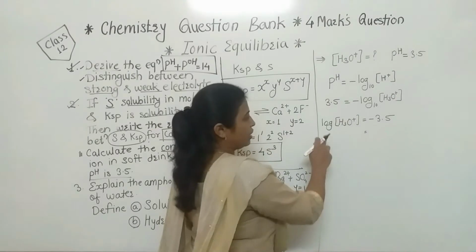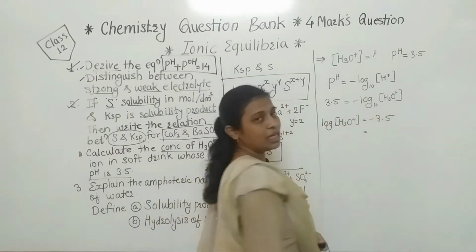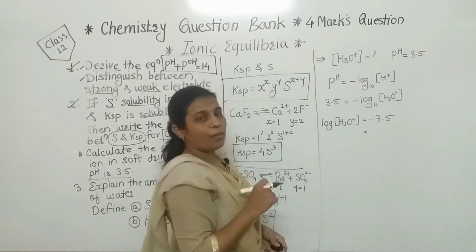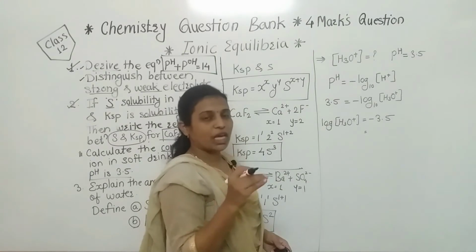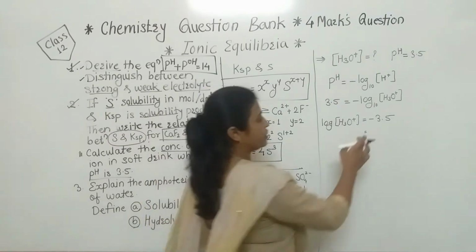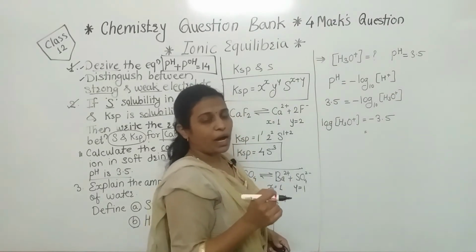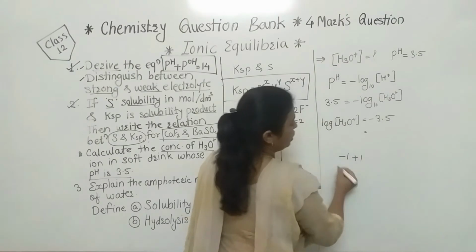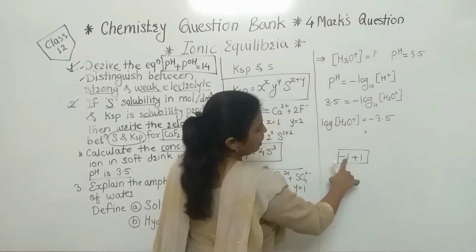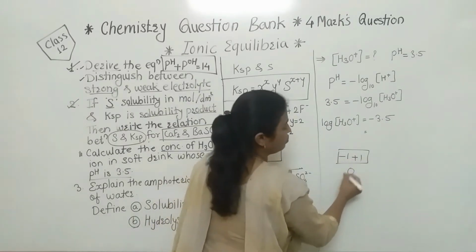Always keep in mind that when we want to remove log on this side, we have to take the antilog of the opposite side. But here a negative value is there, which means we cannot take the antilog of this negative value. So what to do? We have to convert it into bar, and for that conversion we use the minus 1 plus 1 method, because even after adding minus 1 and plus 1 nothing will change, because the answer will be 0.